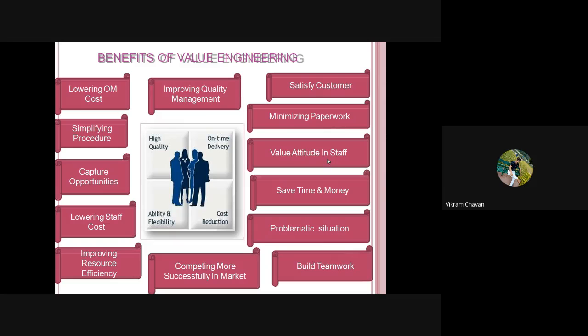Next one, satisfy customer. Next one, improving quality management.